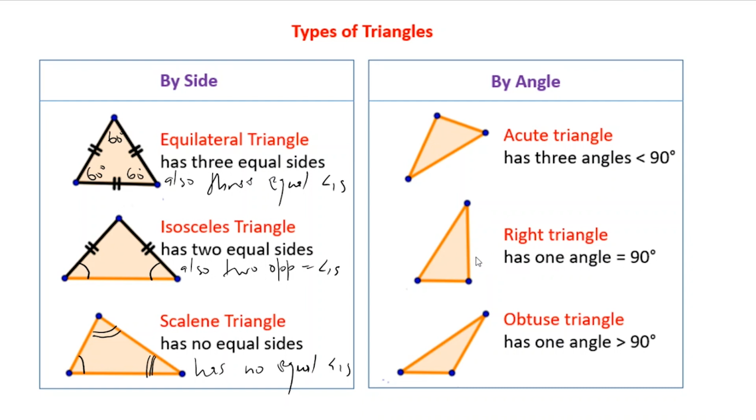Right angle is equal to 90 degrees. It means this angle is equal to 90 degrees and it's denoted by this symbol. And lastly, we have obtuse triangle, which is greater than 90 degrees. It's greater than 90 degrees. Okay. Make sure that you remember these types of triangle.